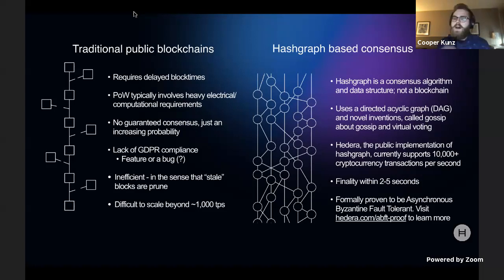Hedera, the public implementation of Hashgraph, is currently supporting about 10,000 cryptocurrency transactions a second, which is orders of magnitude faster than some of these alternatives. Uniquely, Hashgraph also provides guaranteed finality within just a few seconds, which is something that proof of work and probabilistic consensus never achieves. And Hashgraph itself is formally proven to be asynchronous Byzantine fault tolerant, or ABFT, which is essentially the gold standard of security in distributed systems. If you're interested to learn more about that, we have a full formal proof of it. You can go and download it, verify it, and check it out yourself. It's a tremendous body of work for sure.